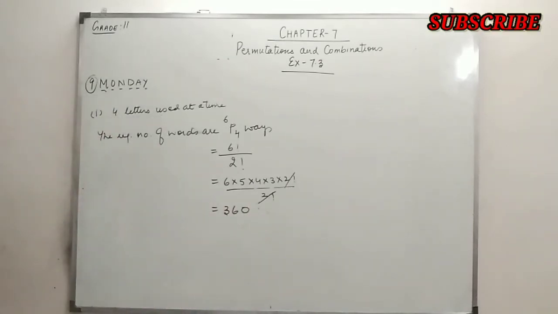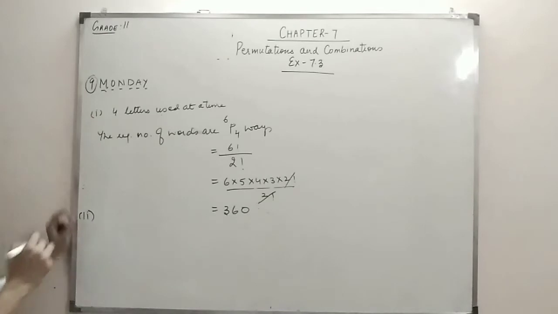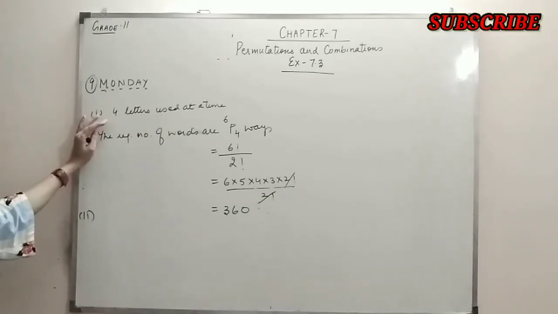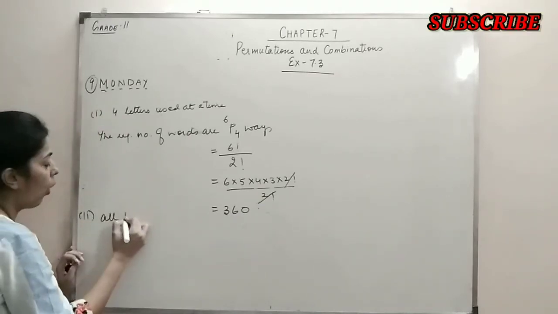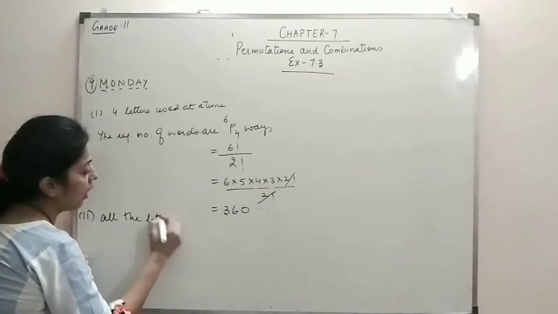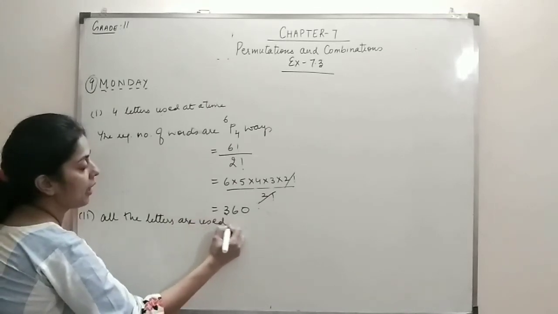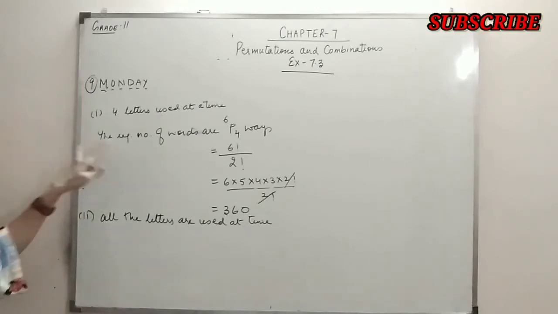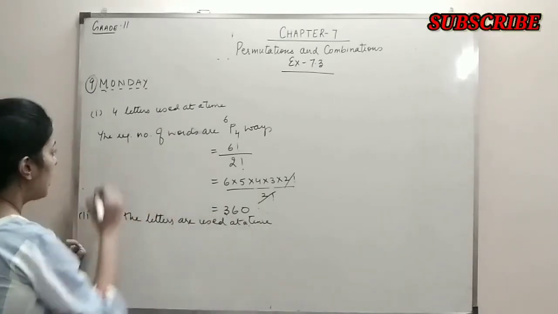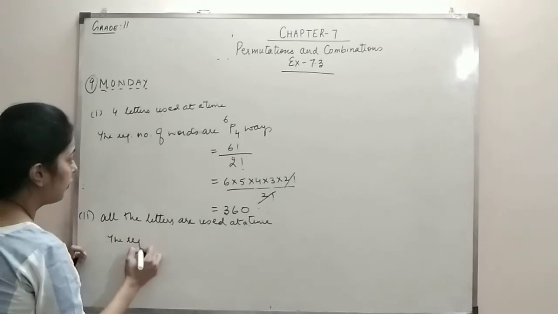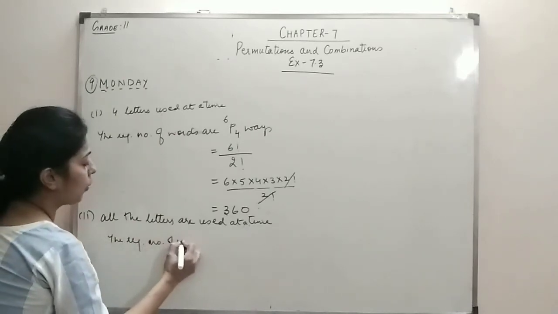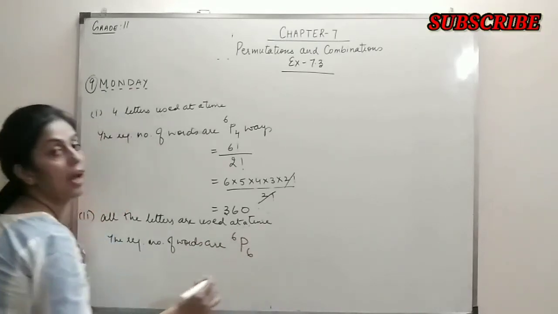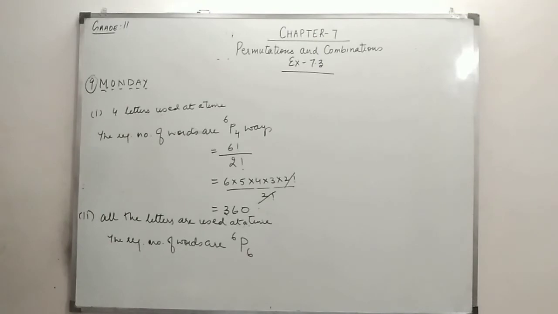Okay. Now the second part, they are saying that in the first part we have taken 4 letters at a time. In the second part, all the letters are used at a time. Now we are using all letters, right? If we are using all letters at a time, then the required number of words are permutation 6, and we are using all the 6 letters, right?